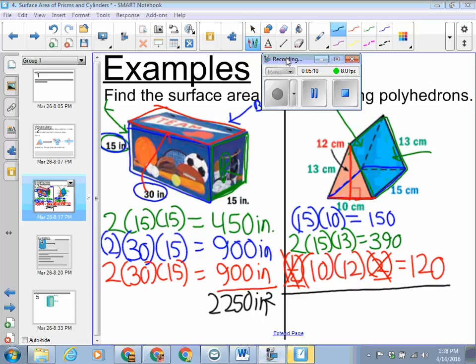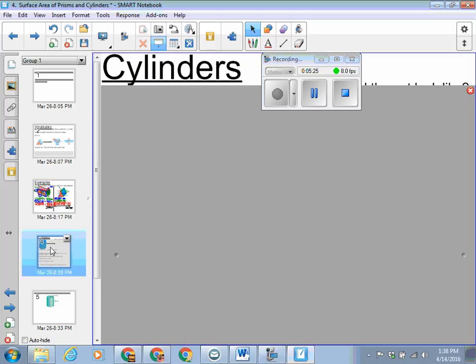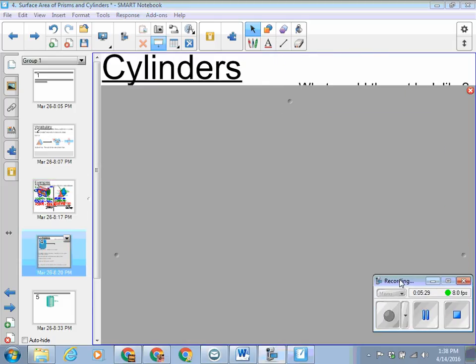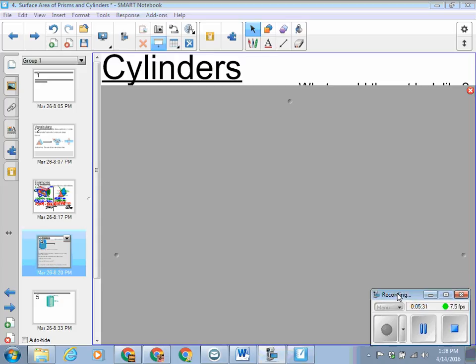Again, using some mental math here, 150 and 390 makes 540, plus 120 equals 660 centimeters squared. So that covers prisms, triangular and rectangular. Now we're on to cylinders. Here's that circle lesson from the day before. If it was review or not, it comes in handy.